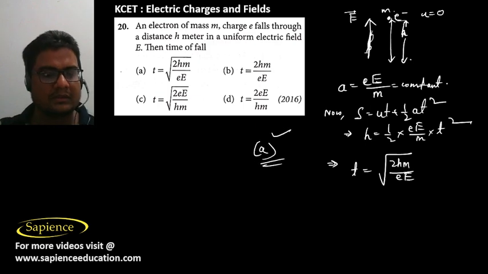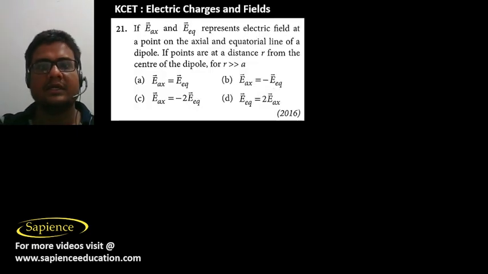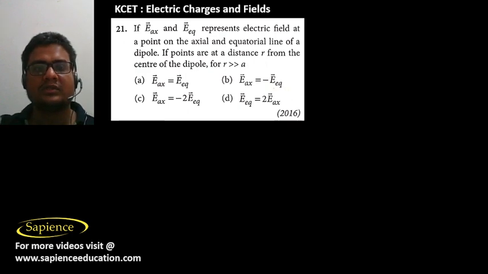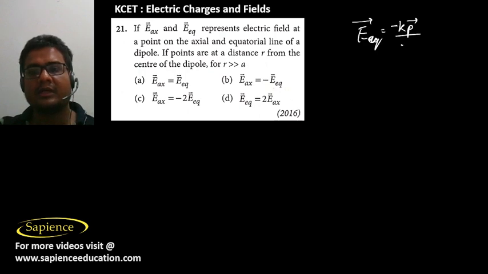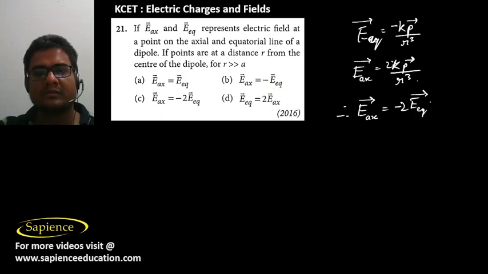Actually, the option A is the answer. Then number 21, it is told that E_ax and E_eq represent the electric field at points on the axial and equatorial line of a dipole, if the points are at a distance r from the center of the dipole, much greater than the dipole length. So the electric field on the equatorial plane at any point is minus kp by r cube, and the electric field on the axial line is minus 2 times that. So option C is the correct answer.